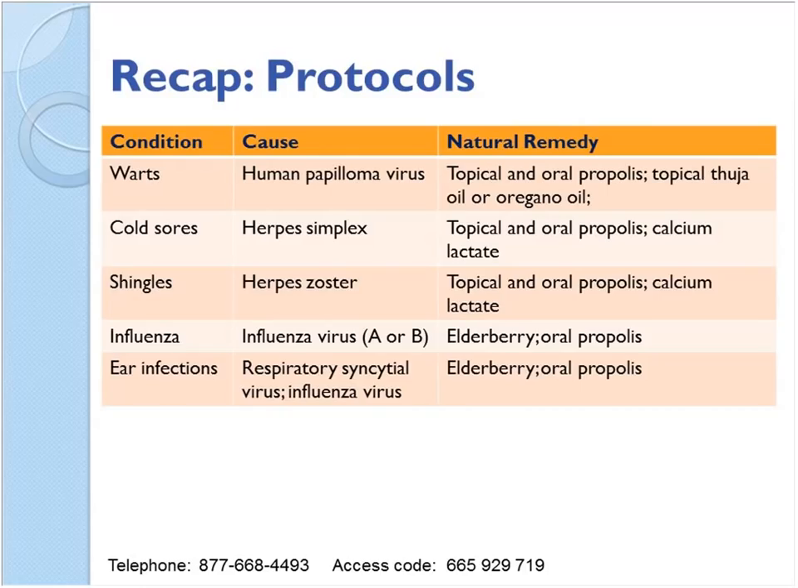For the flu, influenza virus, whether it's type A or type B, elderberry, especially that Austrian Hochberg elderberry, is a very potent form, and oral propolis. For ear aches that are caused by viral problems, they are often caused by the respiratory syncytial virus, or sometimes earaches are caused by the influenza virus as well. Again, same protocol, elderberry, Hochberg, Austrian elderberry, or propolis, both highly effective.